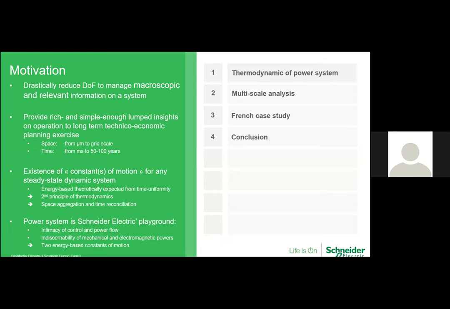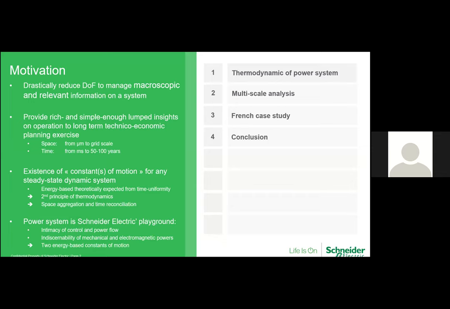The first thing is, in order to model properly an energy system, and more precisely, due to the expected migration toward electricity, a power system, we need to reduce drastically the description of the different components at different scales in time and in space, in order to have just the relevant information for modeling, as previously said, but also for operating.